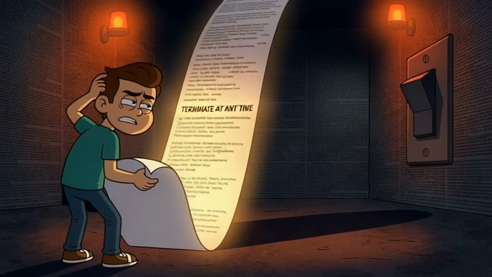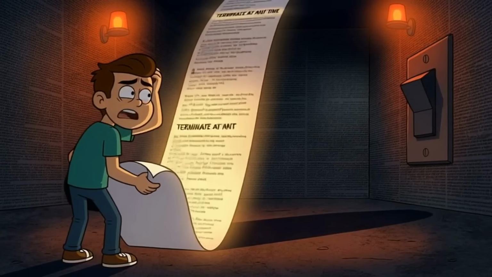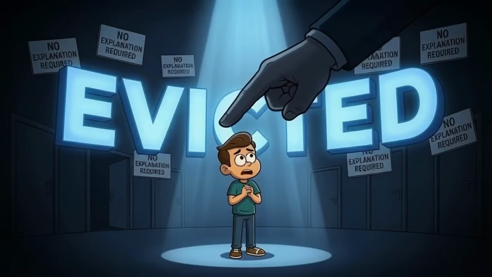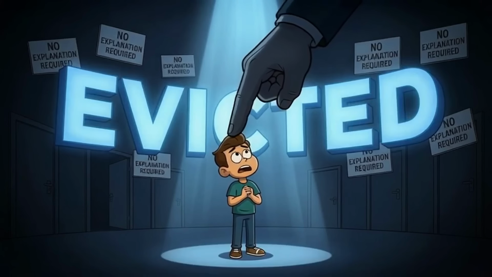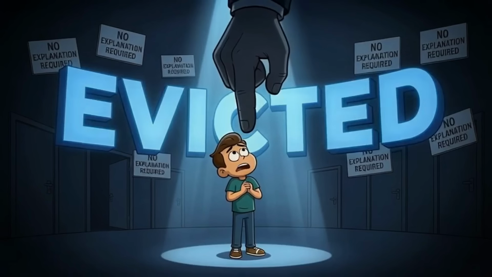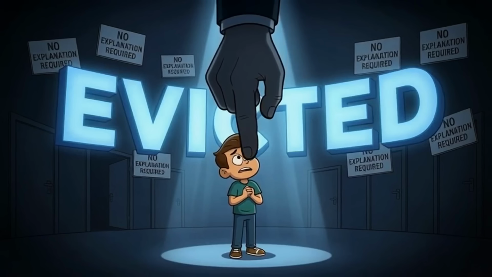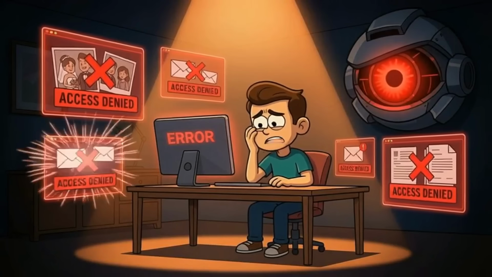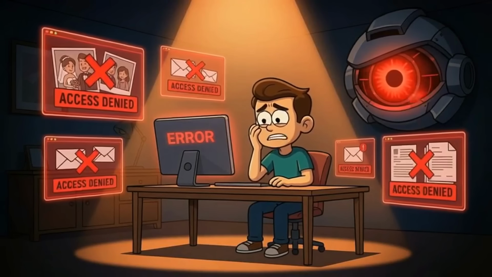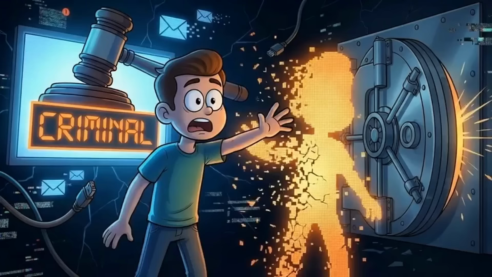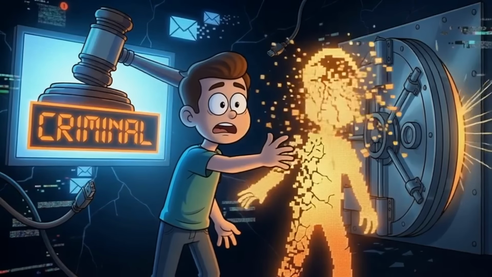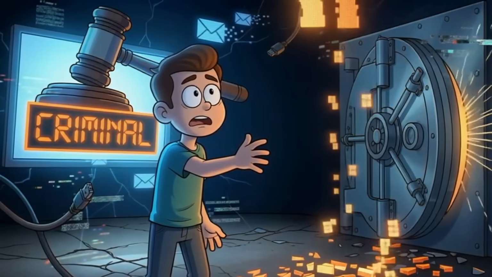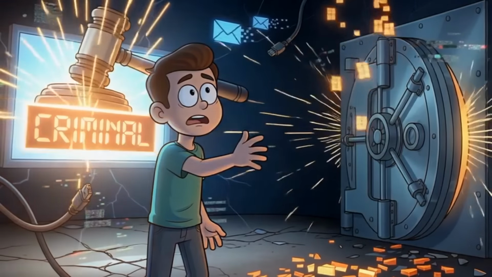And the terms of service you clicked agree on without reading basically say the company can terminate your access at any time. They can do it for any reason with no explanation required. You think you're a customer, but you're actually a tenant who can be evicted without notice and without cause. One false positive from an AI that doesn't understand context, and suddenly you can't access your wedding photos. You can't email your boss or coworkers. You can't get into your bank account because the password reset goes to an email you can't access anymore. Your entire digital identity just vanished because a robot thought you were a criminal.